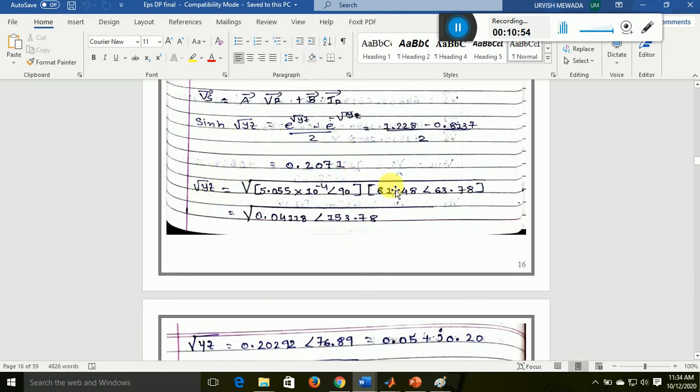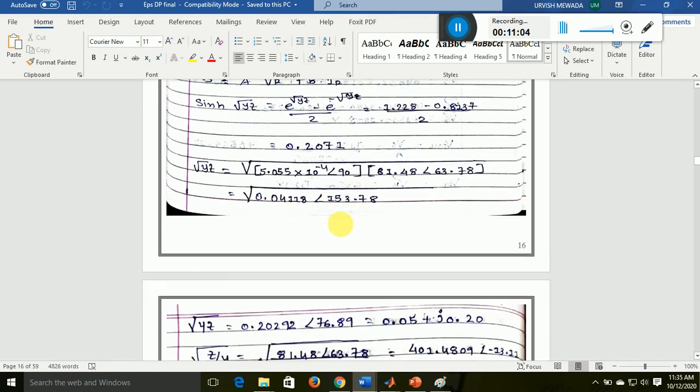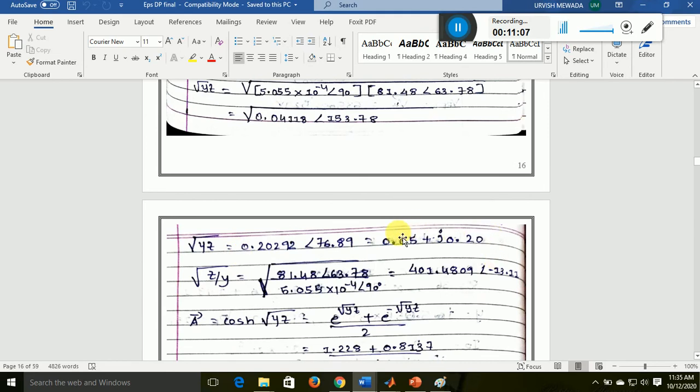This is the value of sinh under root of yz. Now under root of yz is equal to, these are the values that we have already calculated from the given data. So under root of yz will be under root of 0.04118 at angle 153.78. Now under root of yz in terms of a plus jb, that is 0.05 plus j0.20, and under root of z by y will be 81.48 at angle 63.78 divided by 5.055 × 10^-4 at angle 90 degrees. So after putting all the values, we will have the value of under root of z by y as 401.4809 at angle minus 13.11.